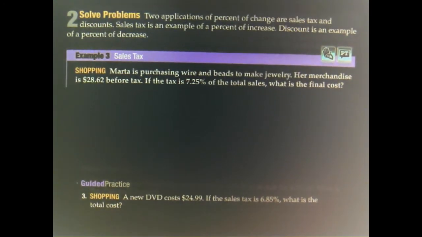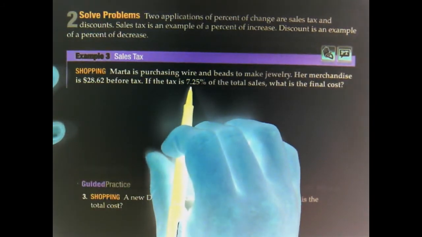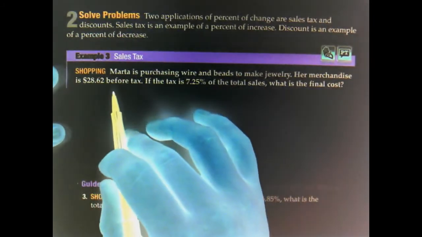Okay. So here's a couple examples. The first one. Marta is purchasing wire and beads to make jewelry. Her merchandise is $28.62 before tax. If the tax is 7.25% of the total sales, what is the final cost? Okay, so we're looking for our final cost here. In this one, it fits a little bit easier just to make an expression that simplifies down to our final cost. Okay, but what we have is our total amount, and we need to multiply that by our tax percentage. That will give us the amount of the taxes that we are going to pay.